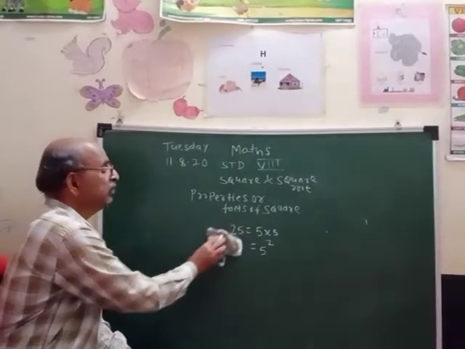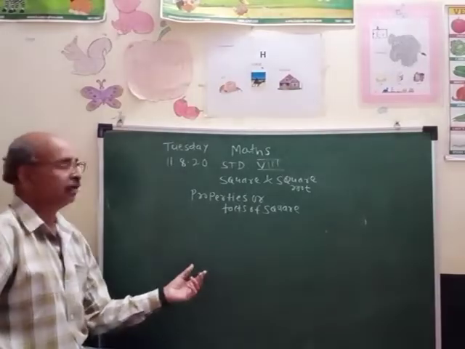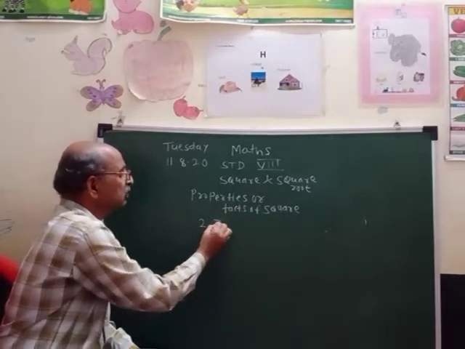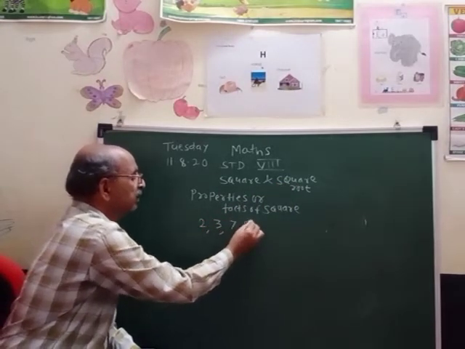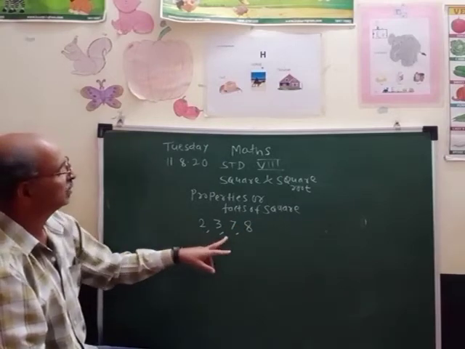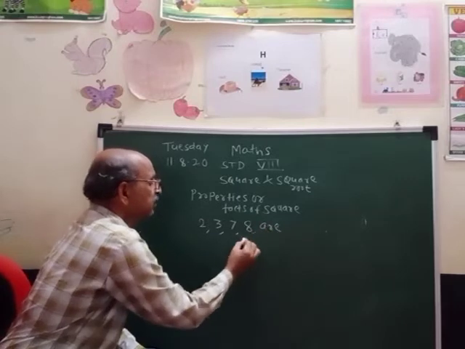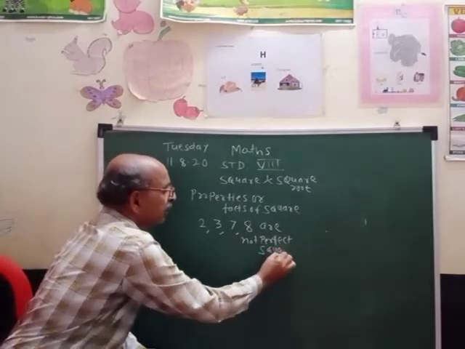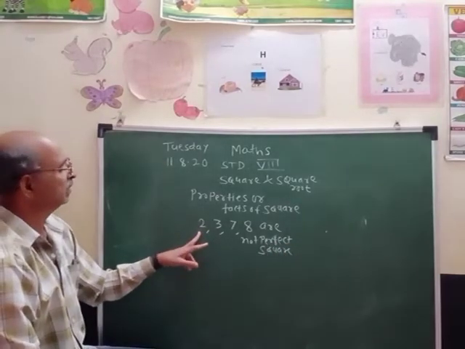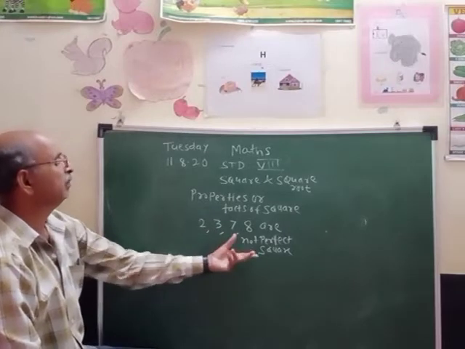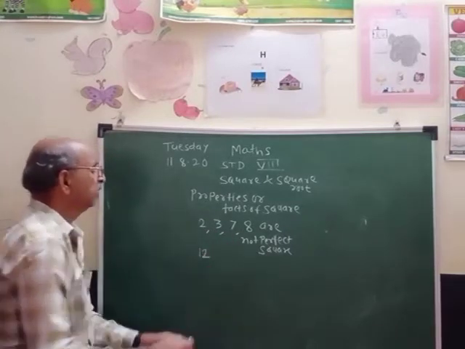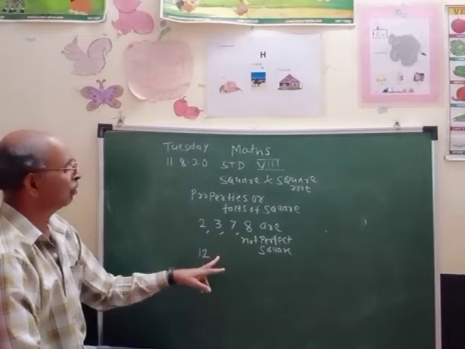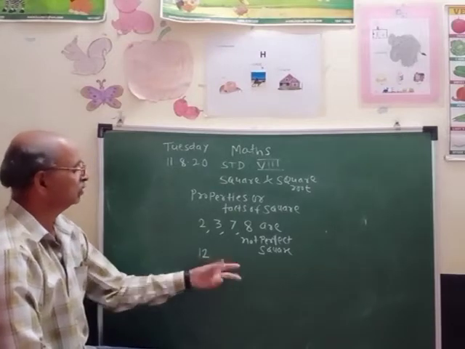So we see which numbers will give us a perfect square. The numbers which end with 2, 3, 7, 8 are not perfect squares. This means if a number ends with either 2, 3, 7 or 8, it will not be a perfect square. Now I will show you 12. 12 is not a perfect square, so you cannot write 12 in the form of a product of the same number. We can write 3 into 4, but that is not the same number.